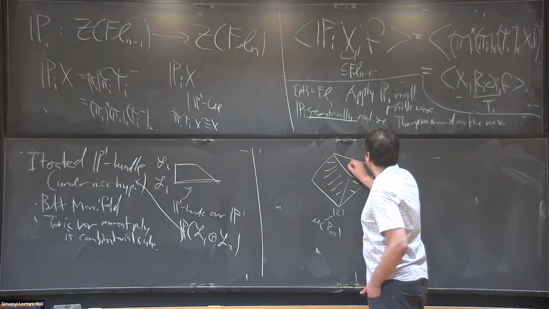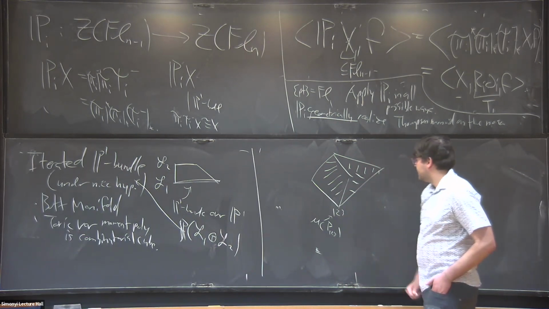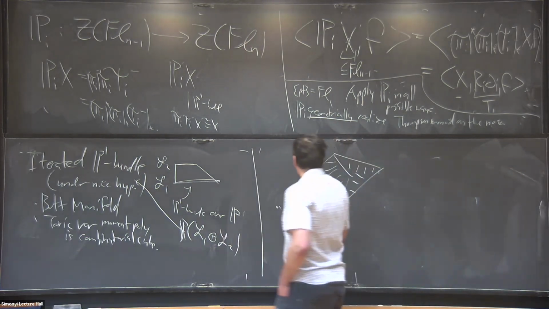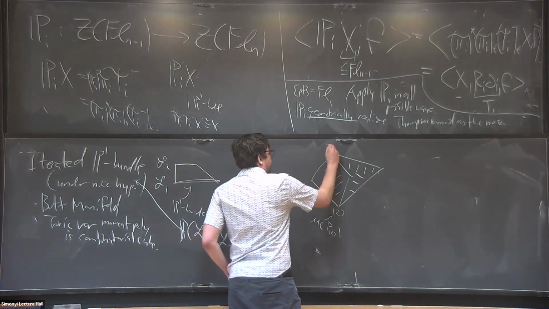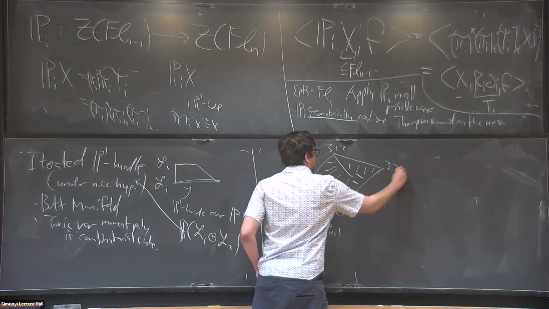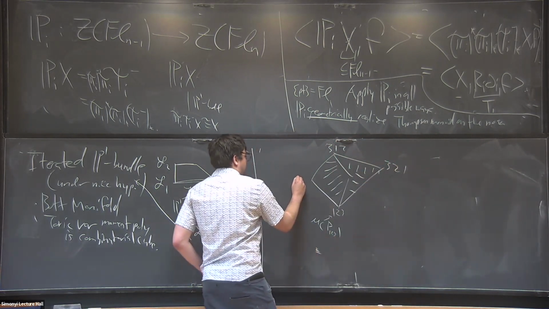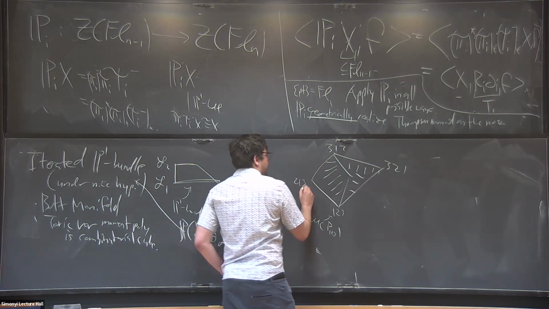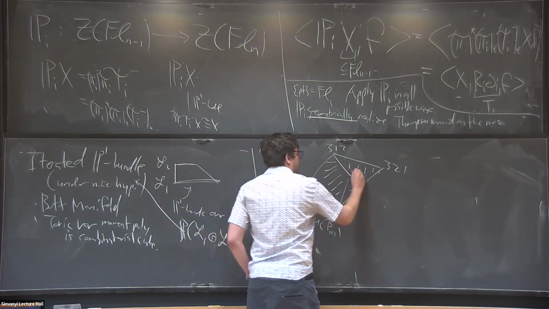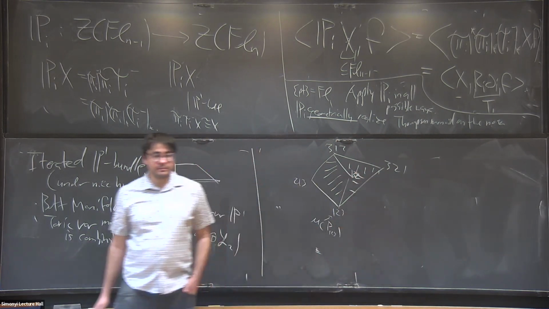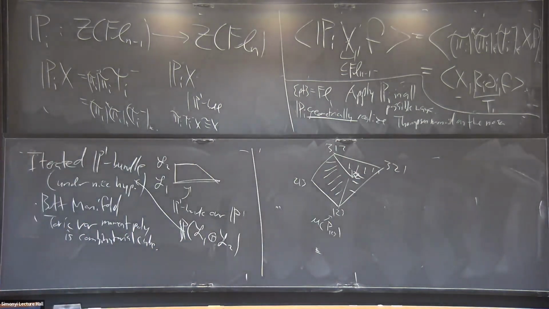The top dimensional things fit together like this. So here's 1, 2, 3. Here's 3, 1, 2, 3, 2, 1, 2, 1, 3, 1, 3, 2. So the two top dimensional things already fit together in a pretty bad way.